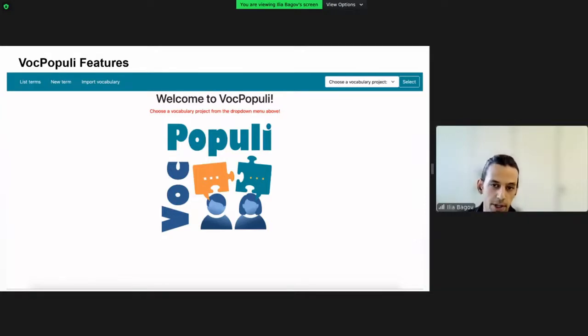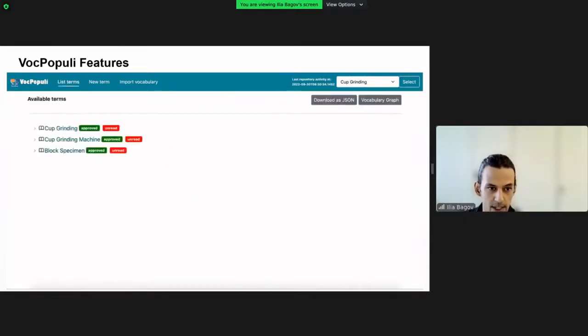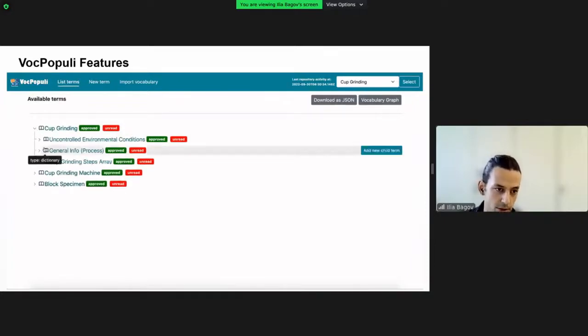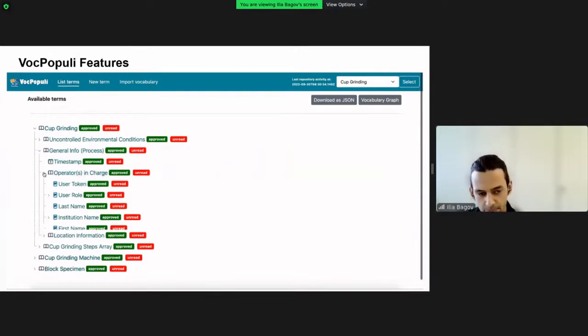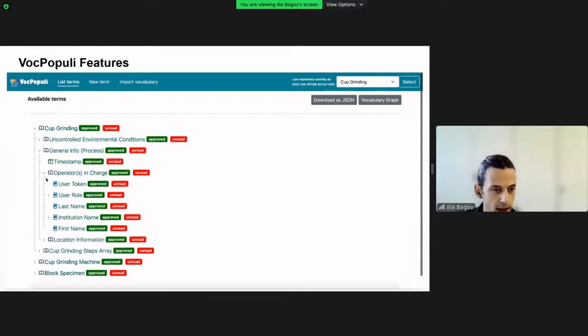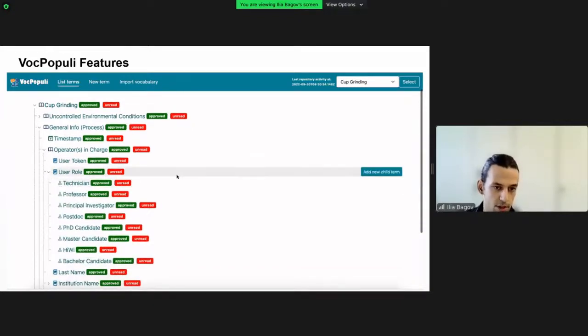The first step when logging in to the tool is to choose a vocabulary which one would like to edit. In this case, this is the cup grinding vocabulary. Now, I won't go into details about the semantics of each of the terms here, but you can see that they are structured in a hierarchical fashion. Each one of the terms has a data type associated with it. The reason for this is that these terms can be looked at as metadata fields, which can later on be exported into electronic lab notebooks. And here you can see different data types. So we have dictionaries, strings, individuals, and so on.